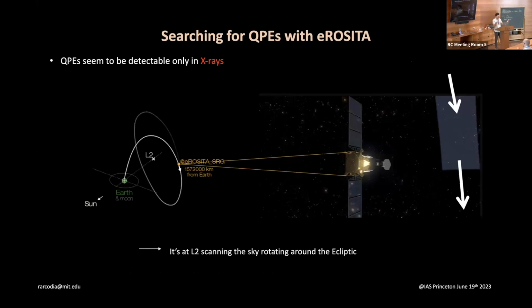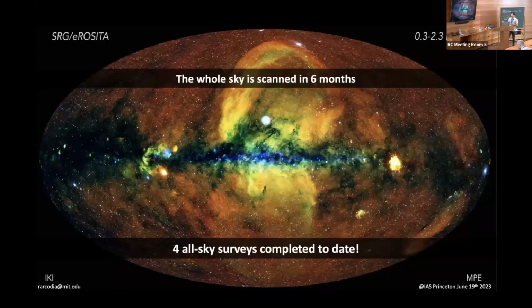eROSITA was designed to perform surveys of the whole sky. It's at L2, the Lagrangian point opposite to the Earth, and it was rotating its field of view around the ecliptic plane, performing all-sky surveys, finishing one every 6 months. So it takes 6 months to scan the whole sky in X-rays. To date, there are 4 all-sky surveys completed, plus a little bit of the 5th one. And that's the data set I've been using to find QPEs.